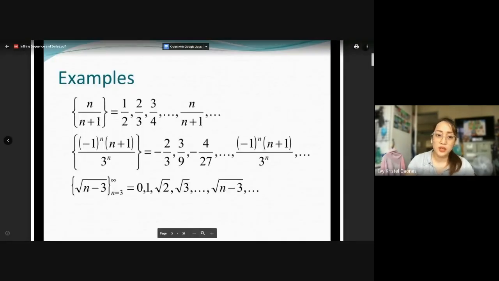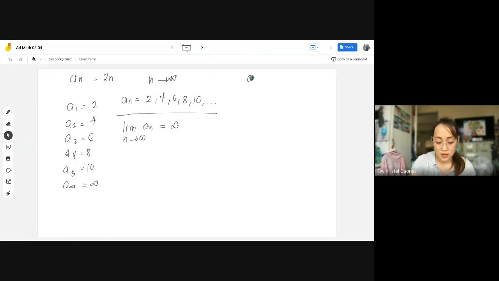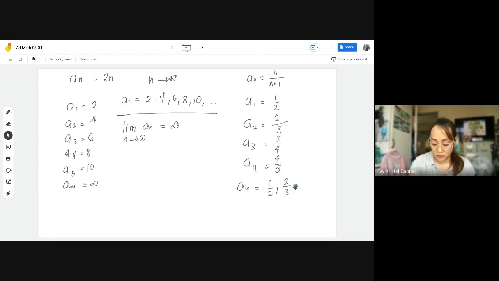Another example is n over n plus 1. If we are going to get the sequence, let's say a sub n equals n over n plus 1. So a sub 1 is 1 over 1 plus 1, which is 1/2. Then a sub 2 is 2 over 2 plus 1, which is 2/3. A sub 3 is 3/4. A sub 4 is 4/5. So your a sub n is 1/2, 2/3, 3/4, 4/5.